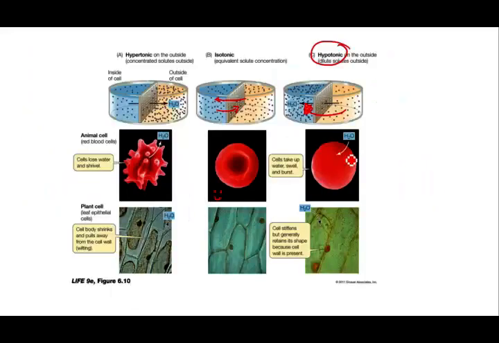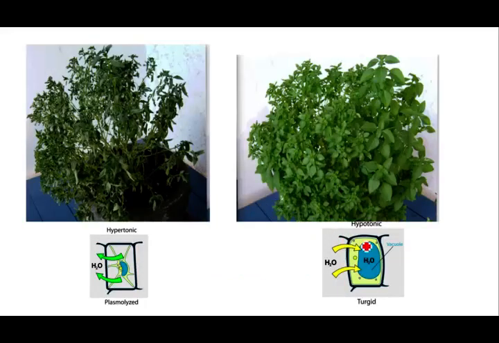But for plant cells, a hypotonic solution is the best. And that is because of the action of the central vacuole and the cell wall working together to make that sturdy structure. So remember, in order for a plant cell to be sturdy and be able to stand up against gravity, it has to be turgid, which means that its central vacuole has to be full of water, and the water inside the central vacuole will push out against the cell wall, and that will create turgor pressure.